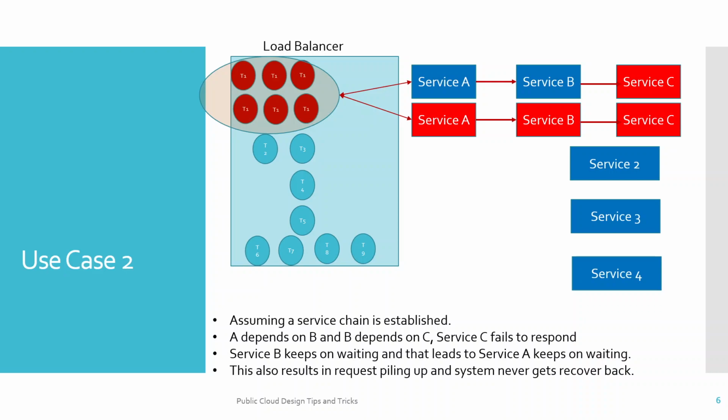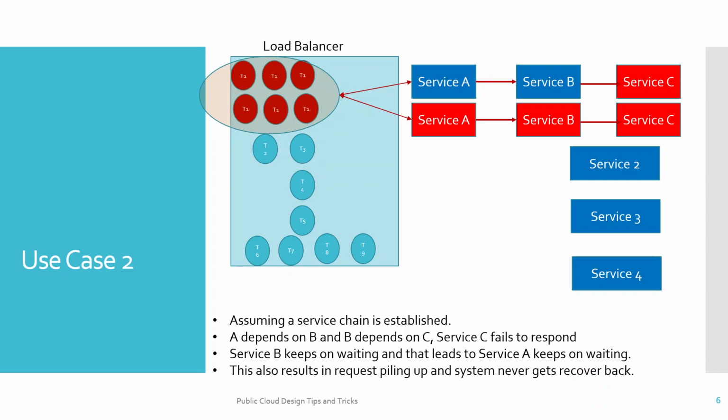So in this case also, the threads that get created by the load balancer for subsequent requests get piled up. The same situation arises as use case one. The threads that get created to consume service A will start piling up, and that creates a ripple effect on other threads as well. So it's more of a choking scenario.